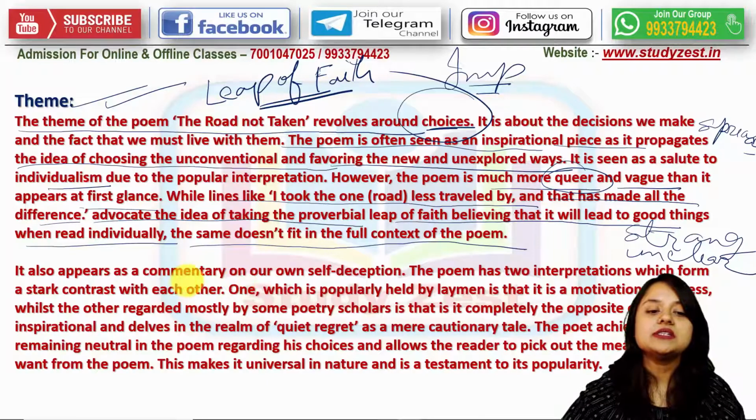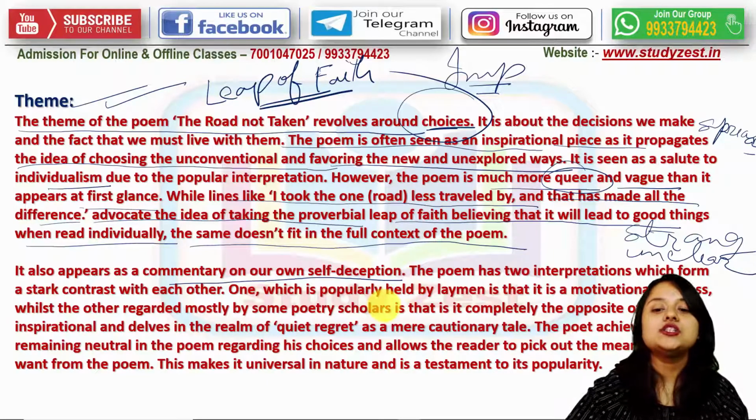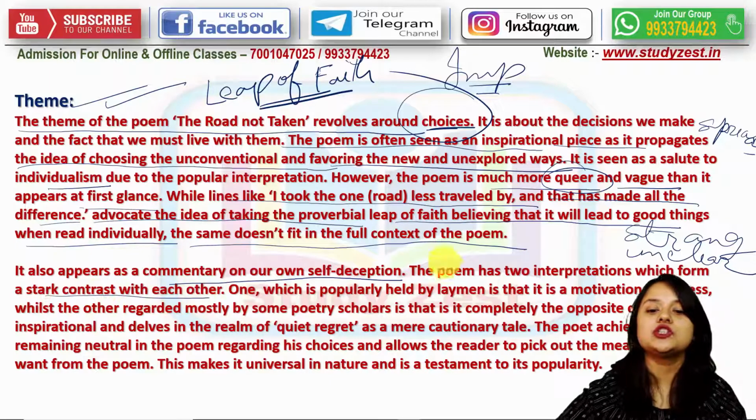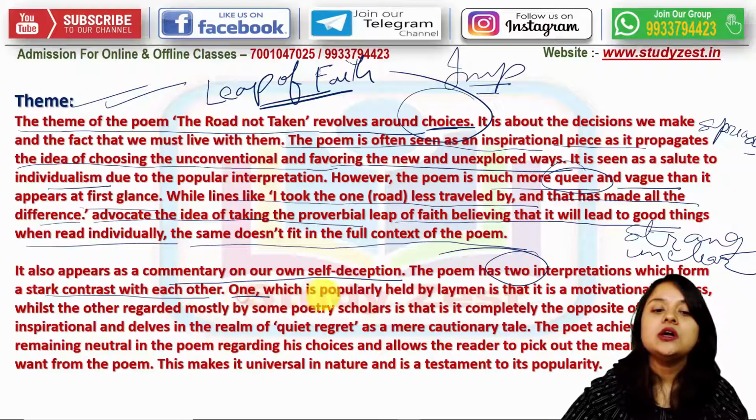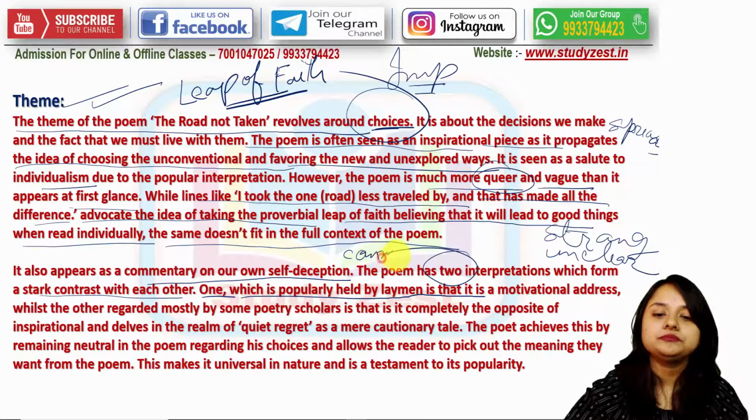It also appears as a commentary on our self-deception. The poem has two interpretations, which are in stark contrast to each other. Two interpretations. What are they? One, which is popularly held by laymen. Laymen means common men.